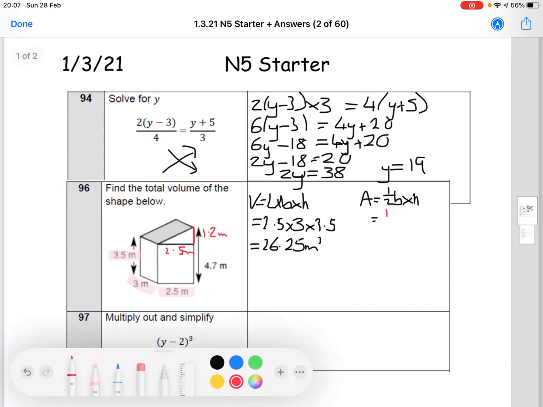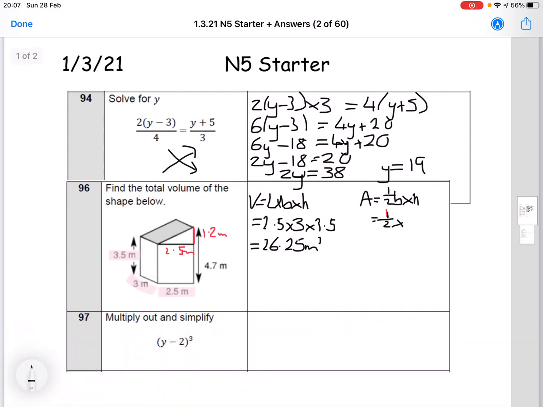So we would do 1/2 times 2.5 times 1.2. So if we do just the area of the triangle first of all, we get 1.5 meters squared, but then the volume of that prism would be that area times the height or the length, however you want to call it. So we would do 1.5 times the length of that shape, which is the same as the length at the bottom there, so it's 3 meters along. So 1.5 times 3 is obviously just 4.5 meters cubed.